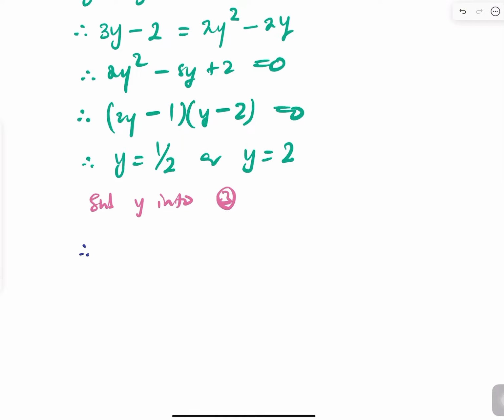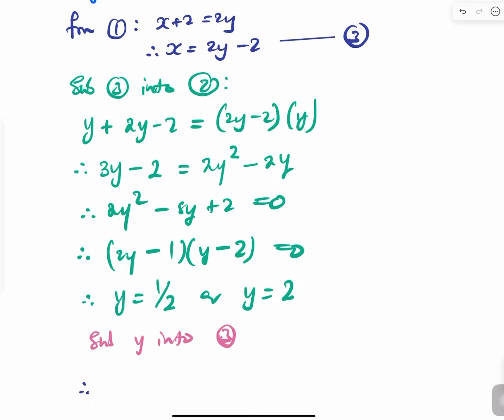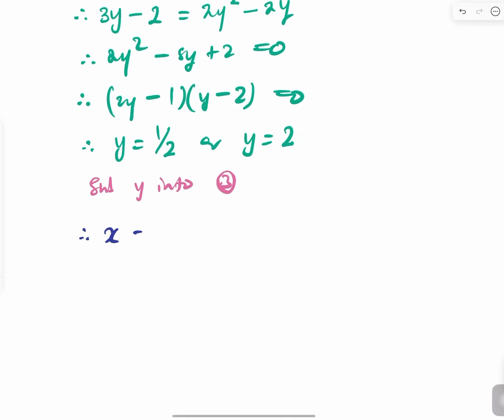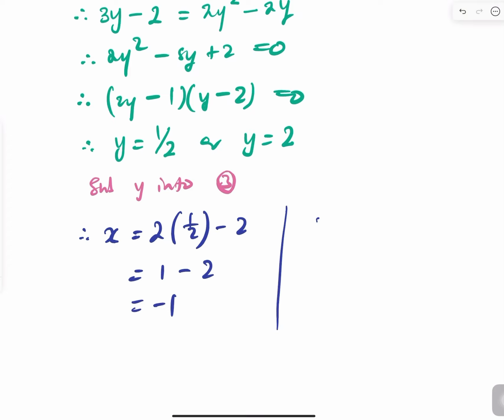Equation 3 was x is equal to 2y minus 2. So x is equal to 2y, where y is 1/2, minus 2. That is going to be 1 minus 2, which is equal to negative 1. And then the other one would be x is equal to 2 times 2, minus 2. That is 4 minus 2, and then the answer is 2.